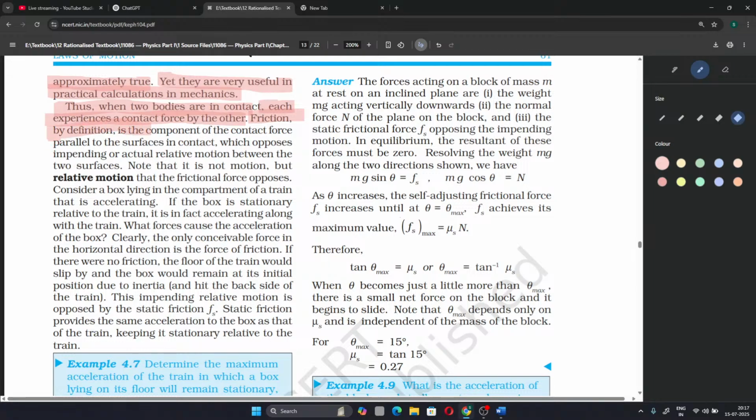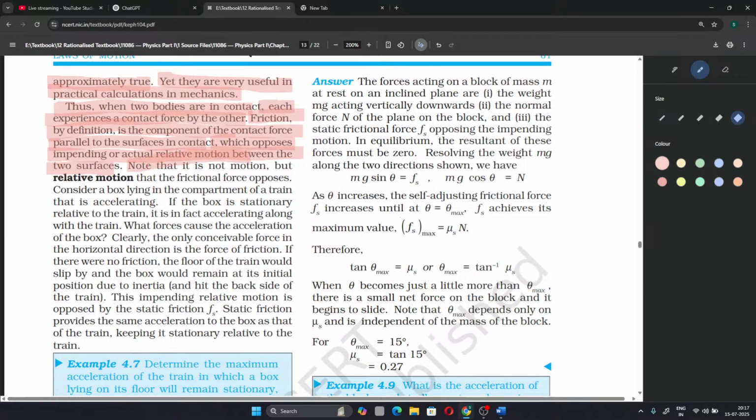Friction by definition is the component of the contact force parallel to the surfaces in contact, which opposes impending or actual relative motion between the two surfaces. Basically, friction is the component of contact force that is parallel to the surfaces, where theta, the angle between the force and the direction, is 0. This force opposes the impending motion in the case of static friction, and the relative motion in the case of kinetic friction between the two surfaces.